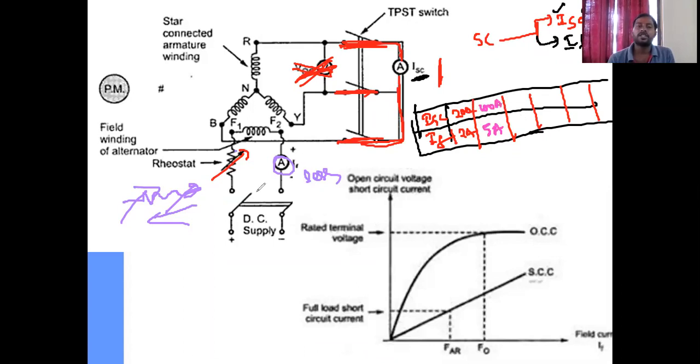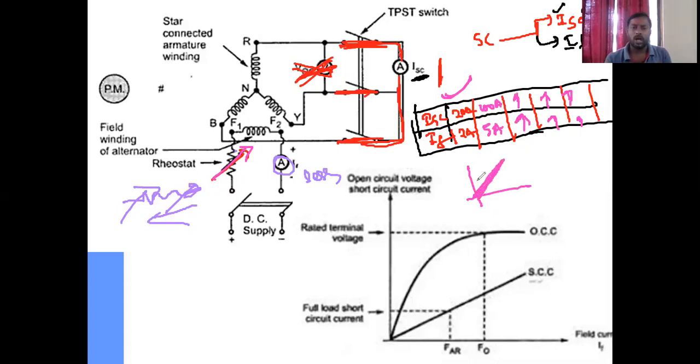And again, if you decrease the resistance position, this will increase. Similarly, this also increases. Both will increase. So if you draw a graph by using this data, that is purely linear.